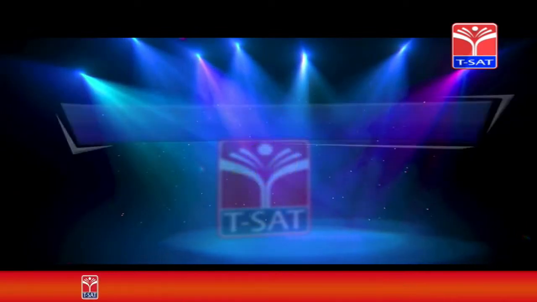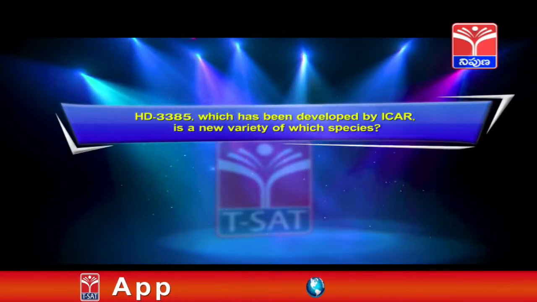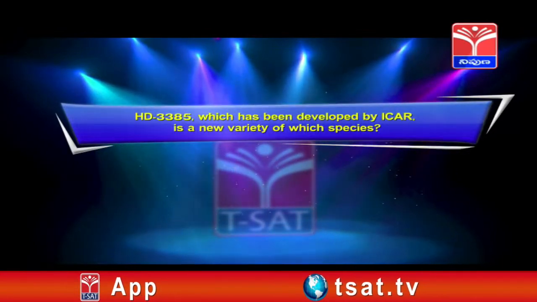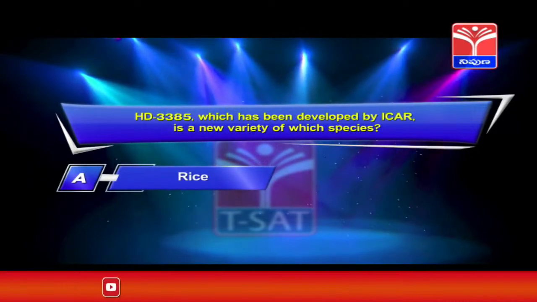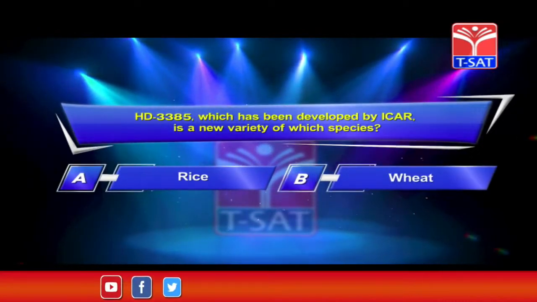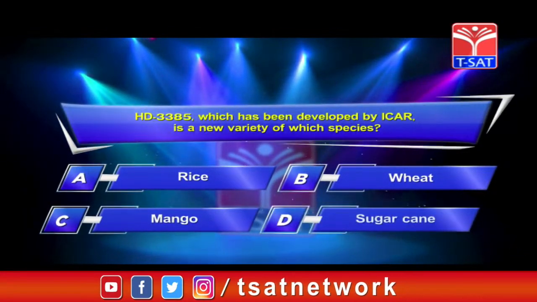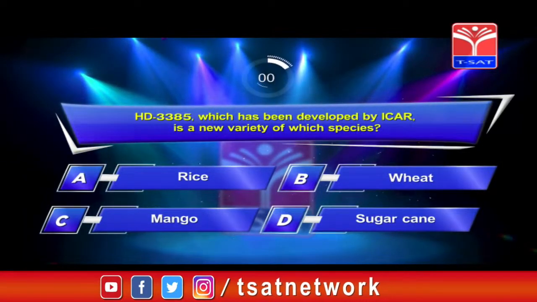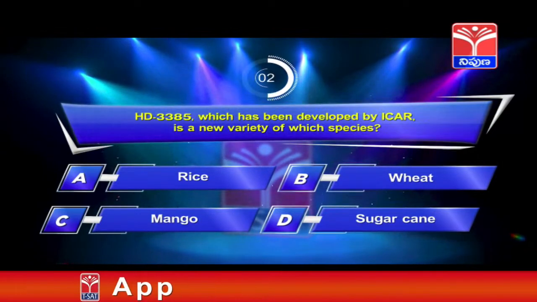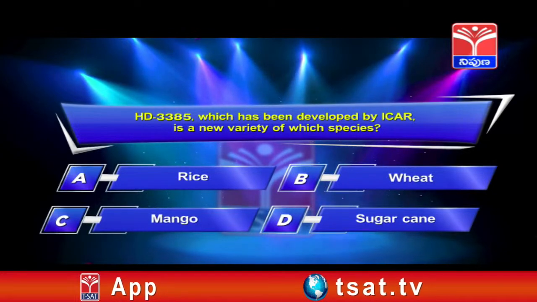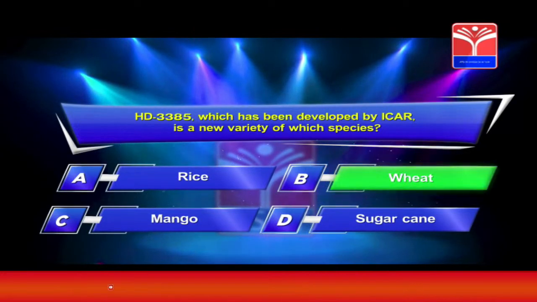Next question. HT3385, which has been developed by ICAR, is a new variety of which species? Option A, rice. Option B, wheat. Option C, mango. Option D, sugarcane. Your time starts now. The correct answer is option B, wheat.